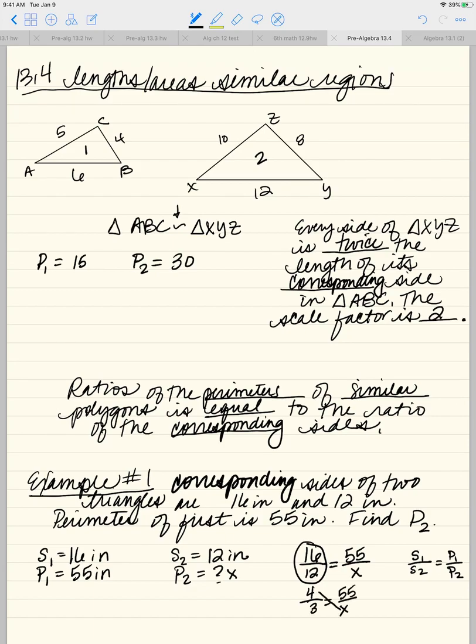So we have 4 times X is equal to 55 times 3, and I'm going to go sideways. I know I always tell you guys not to go sideways, but I'm running out of room. 4 times X is equal to 165. X is equal to 41.25 inches. So that is the perimeter of the smaller triangle.